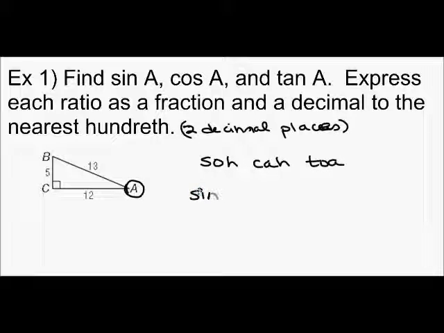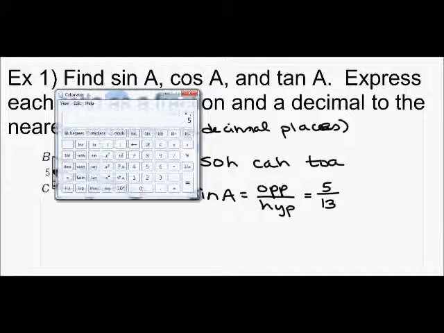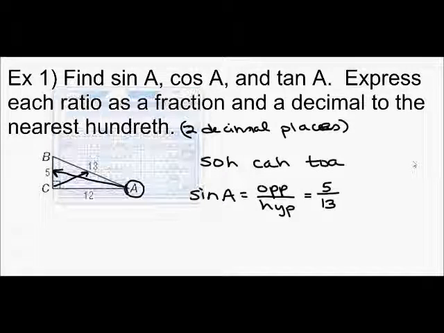Well, I know that sine A is opposite over hypotenuse. What's opposite of A? 5. 5 is opposite of A. So this is 5 divided by, what's the hypotenuse? What's opposite of C? 13. So sine A is 5 divided by 13, which is equal to approximately 0.38.